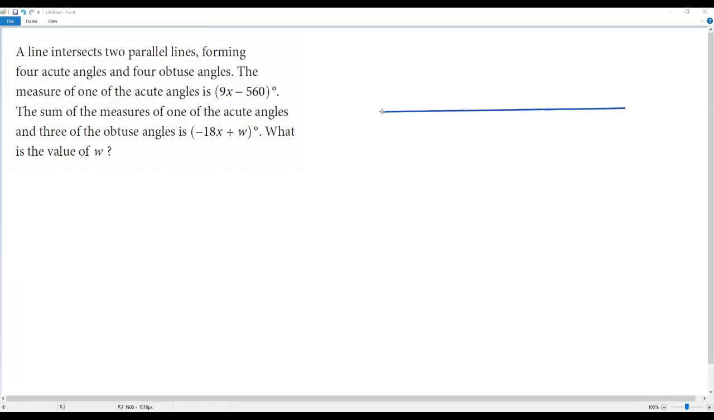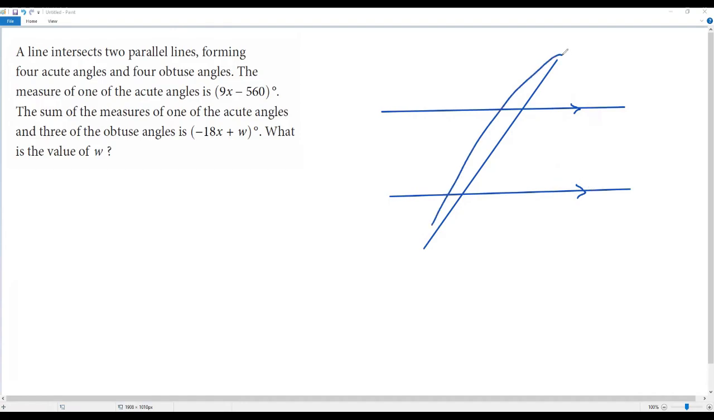Okay, let me draw two parallel lines. Here I have drawn two parallel lines. Let me consider a transversal which intersects both the parallel lines. Since these two parallel lines are intersected by this transversal, four acute angles are formed: 1, 2, 3, 4. And also four obtuse angles are formed: 1, 2, 3, 4. The information says one of the acute angles is 9x − 560 degrees.